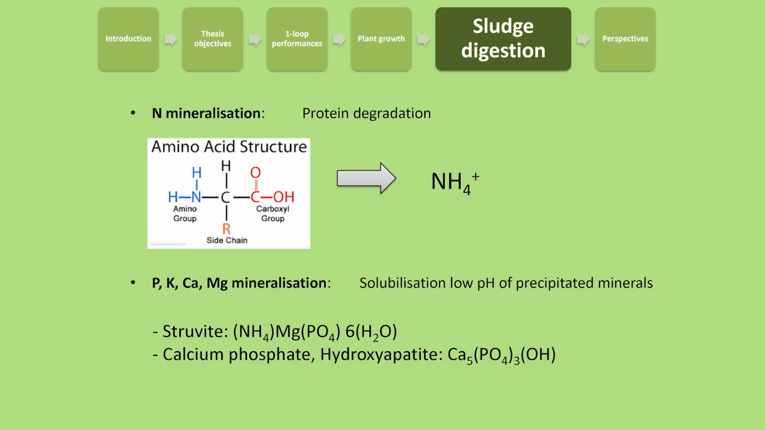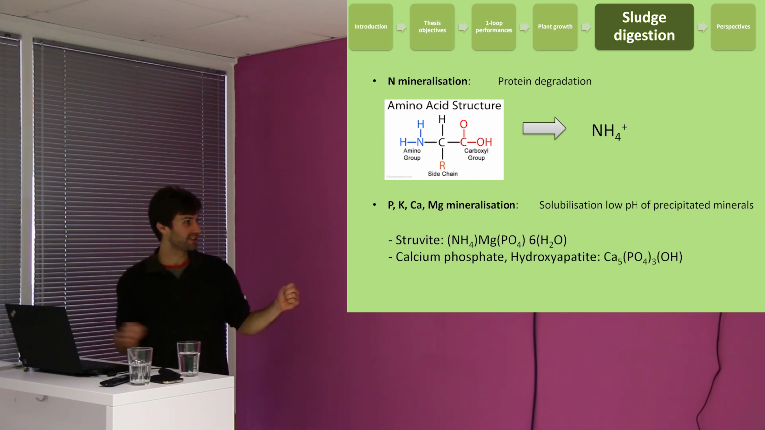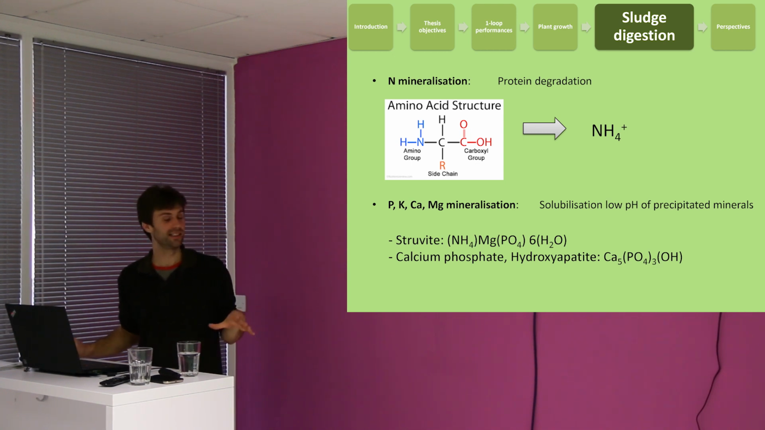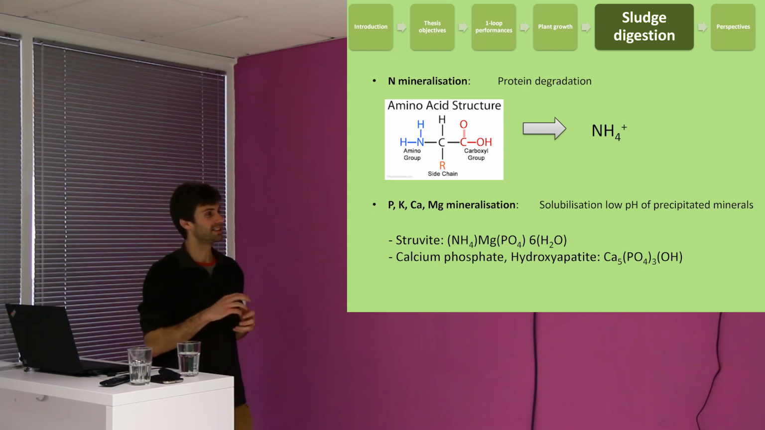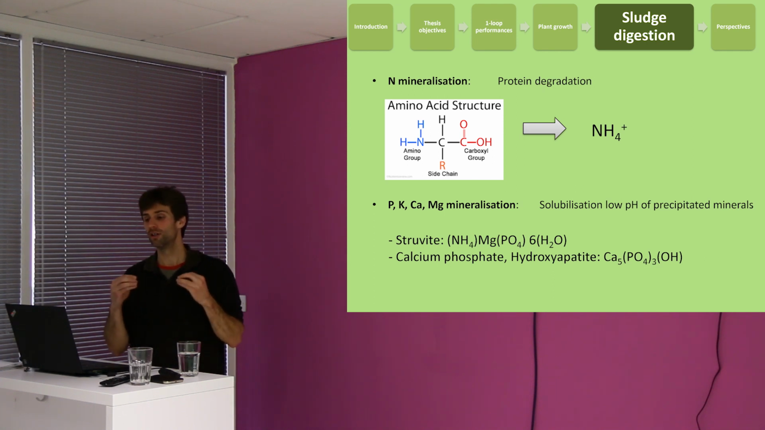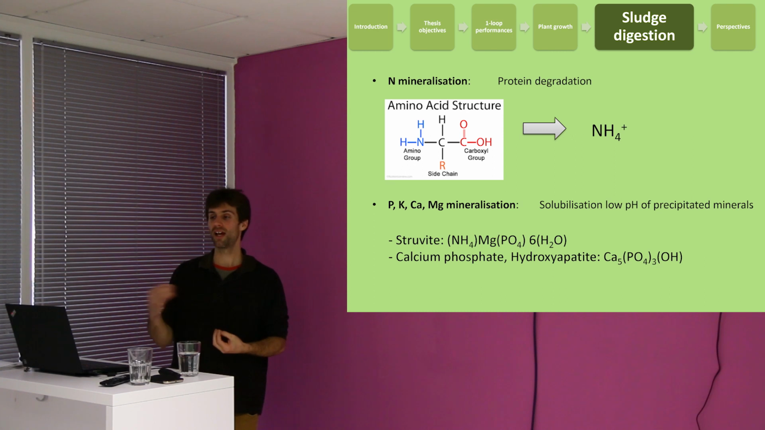To summarize, when you have a good sludge reduction, you have nitrogen mineralization. So in the UASB with the high pH, we had good nitrogen production. But for the other micronutrients, we needed a low pH to have good mineralization. That can be explained by the fact that in sludge, these elements are not trapped in the organic matter, but are present as precipitated minerals like struvite or calcium phosphate. To mineralize them, you just need to lower the pH.